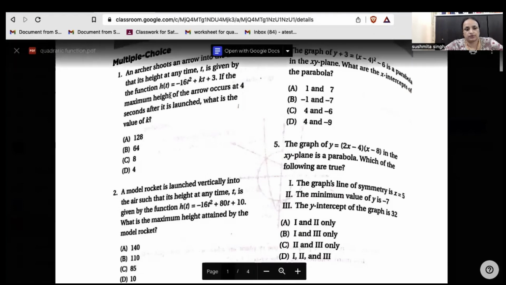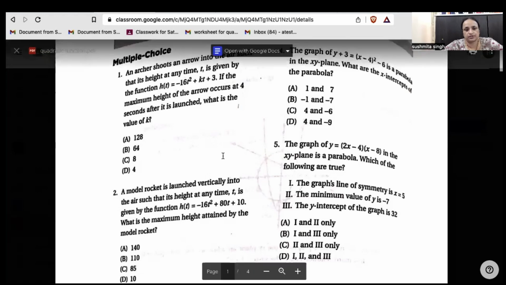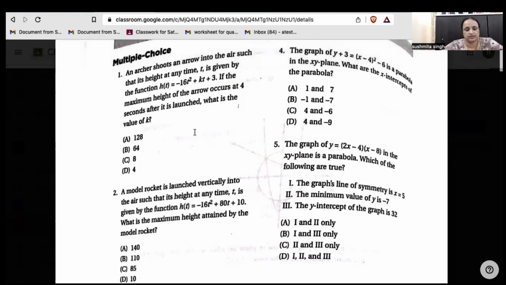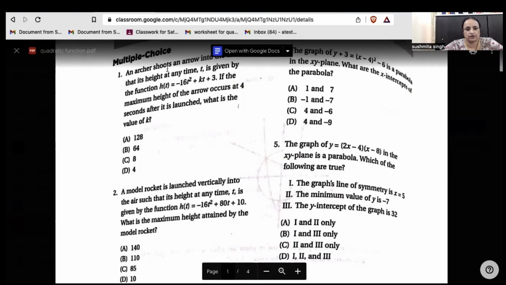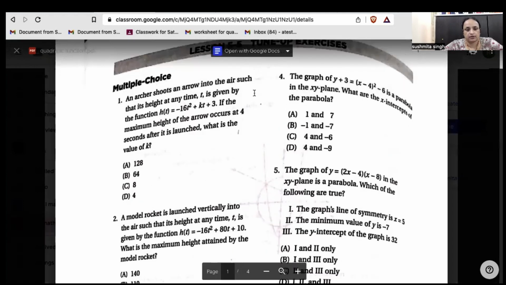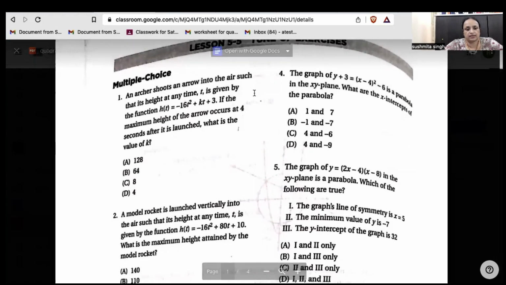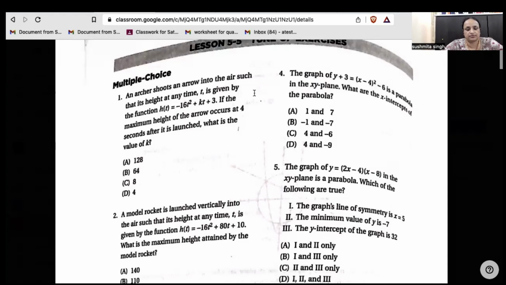So you can see on screen, I've shared a few questions which have been taken from previous year SATs. Over here, an archer shoots an arrow into the air such that its height at any time t is given by the function h(t) = -16t² + kt + 3. If the maximum height of the arrow occurs at 4 seconds after it is launched, what is the value of k?